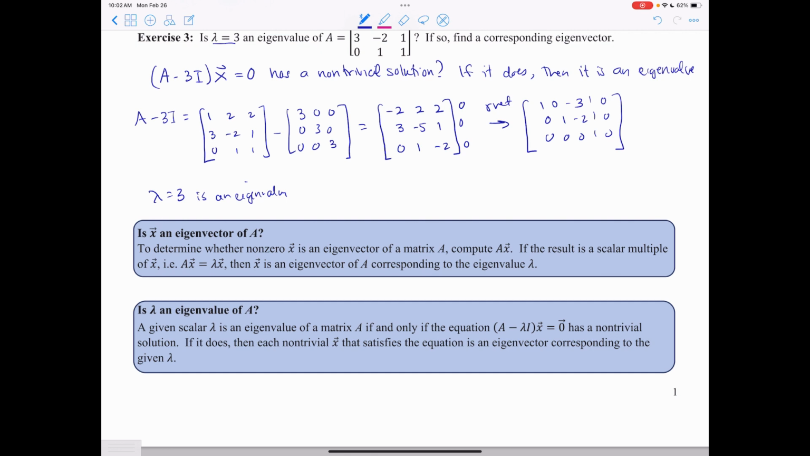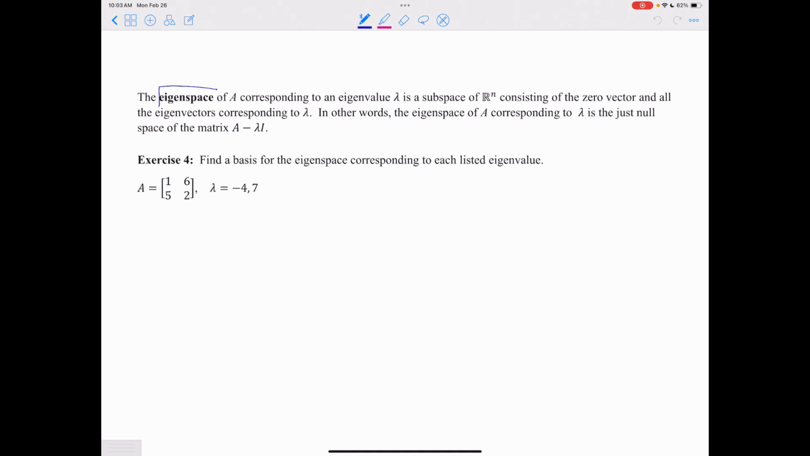To find a corresponding eigenvector, I need to solve this homogeneous system. So x3 is free, x2 is 2x3, and x1 is 3x3. So I could say (3, 2, 1) is an eigenvector that corresponds to the eigenvalue of lambda equals 3. The eigenspace of a matrix is just the span of the eigenvectors. So space implying that it is a vector space or a subspace.